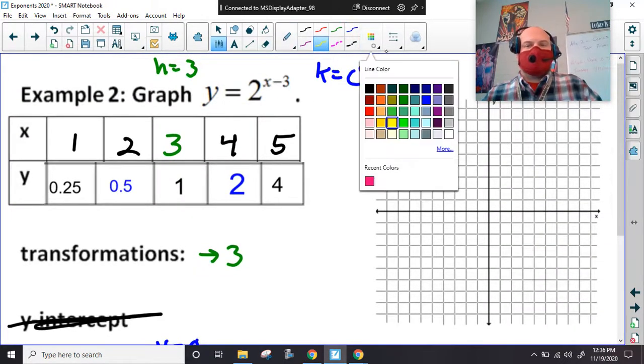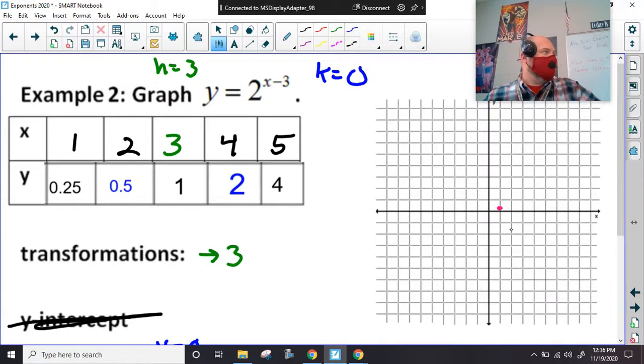So we can go now and plot these. I go over 1, up 0.25. Over 2, up 0.5. Over 3, up 1. Over 4, up 2. Over 5, up 4. So it looks very similar to our original function. It's just shifted over 3 places.